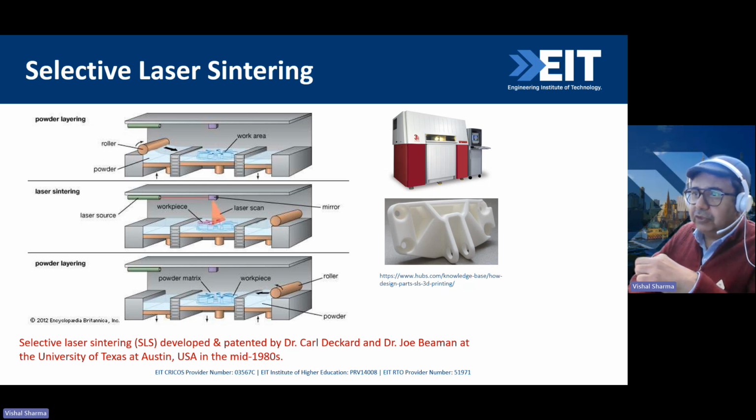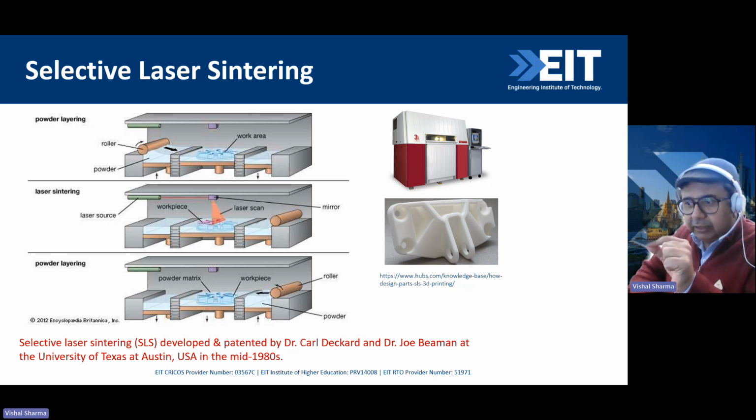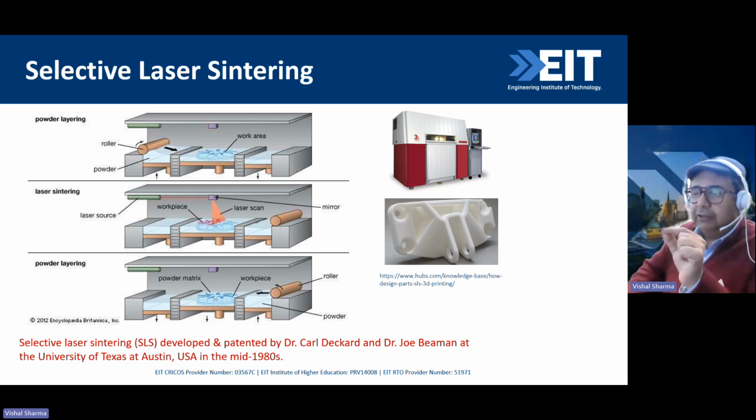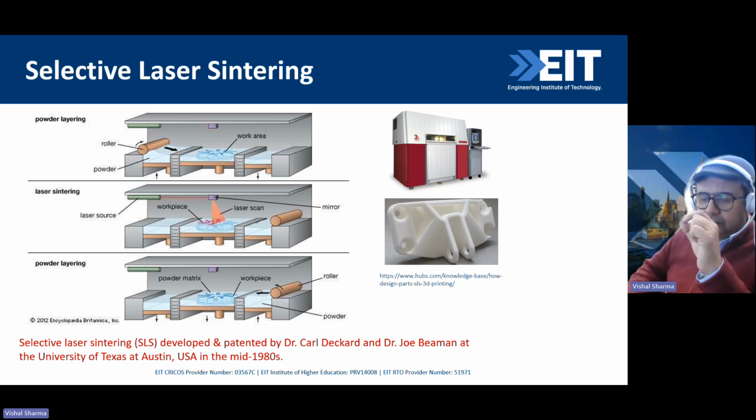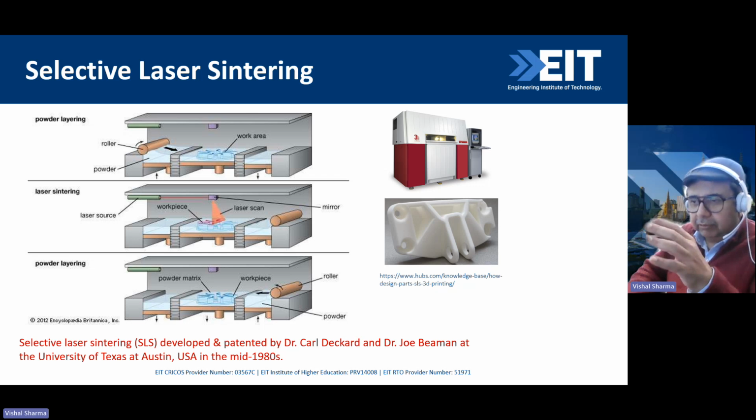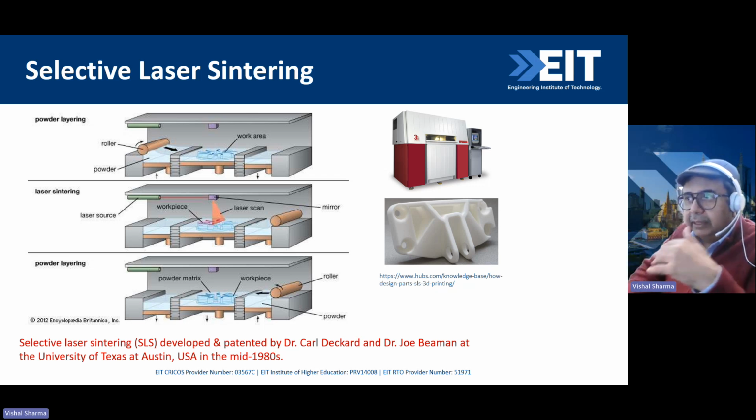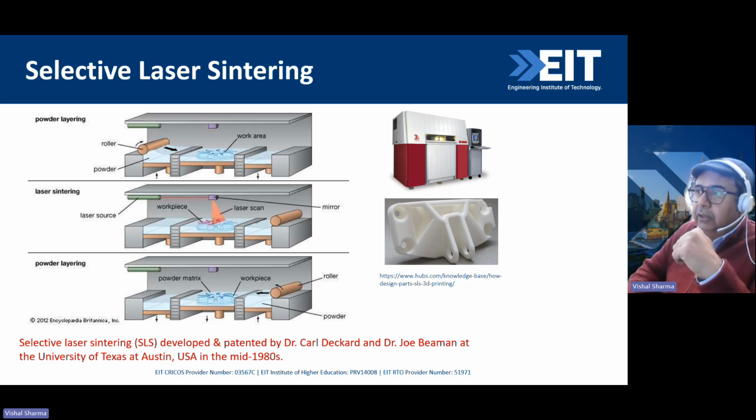From the top, the laser will come and fall on the powder, and wherever that laser falls, heat is transferred there. The powders will melt and they will join with each other. So selective laser sintering is something like this. Selectively, the laser will fall on the powder, and the powder will melt and join the adjacent powder present.